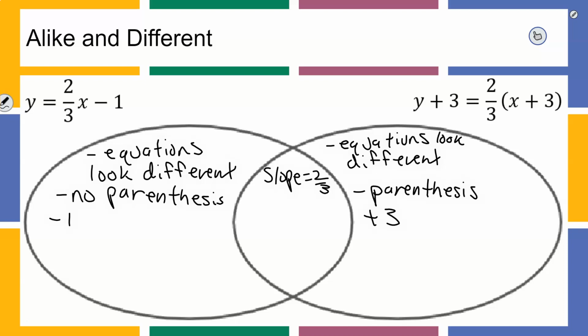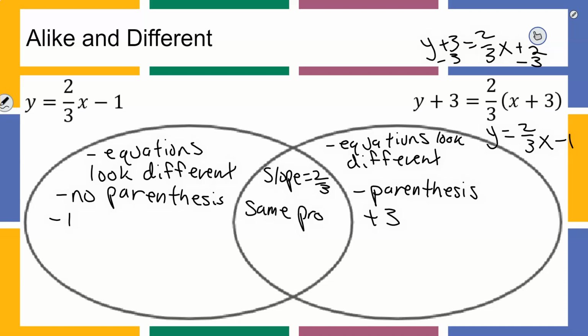Anyone solve this one? Time for you guys. So if you solve them, they're the same problem. Or if you were to put this into Desmos, they would graph on top of each other, they would be the same line, which means they would have the same y-intercept.